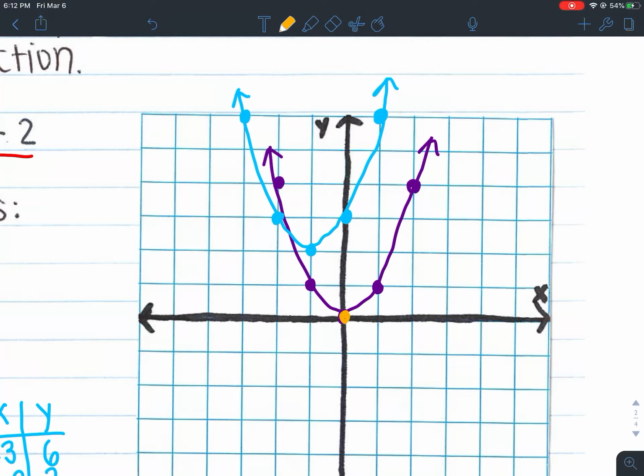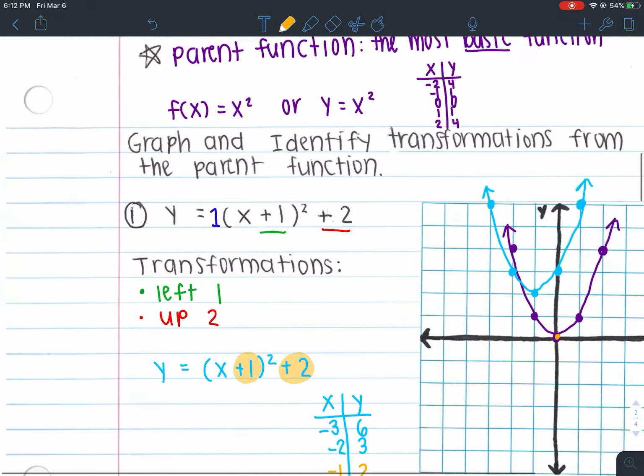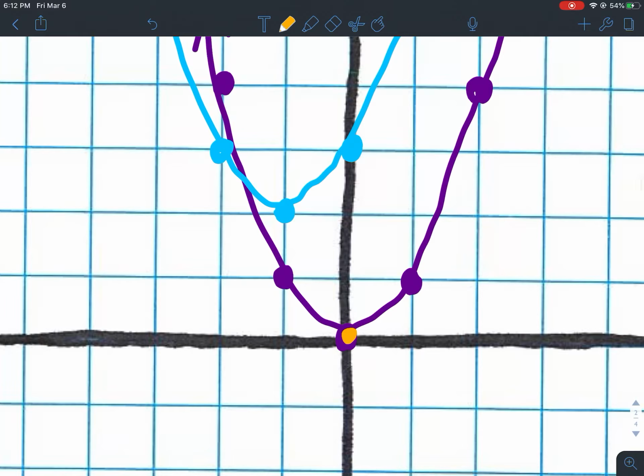Okay, let's start at this point 0, 0, right? The parent function always starts at 0, 0 for quadratics. So let's do the first transformation. It says left 1 and then up 2. Well, let's move this orange point to the left 1, so here, and then up 2. And then plot that point.